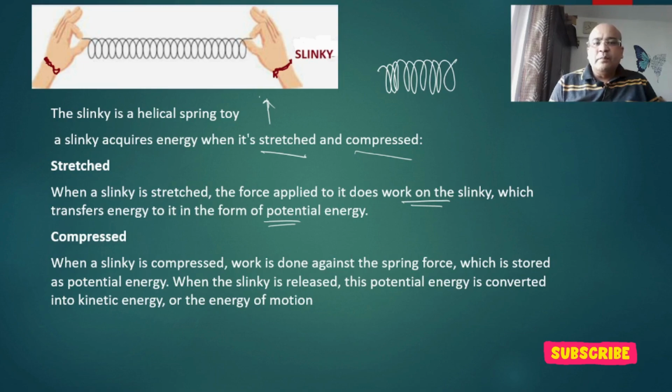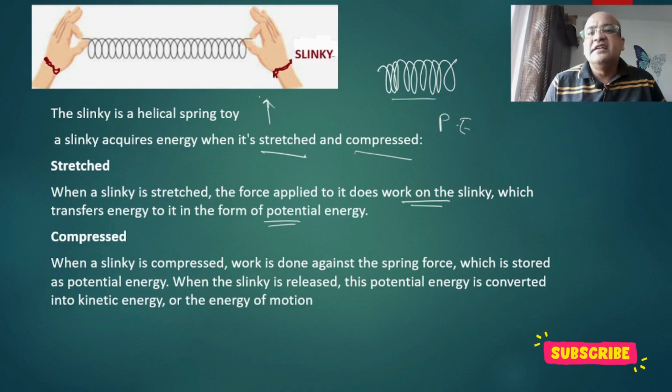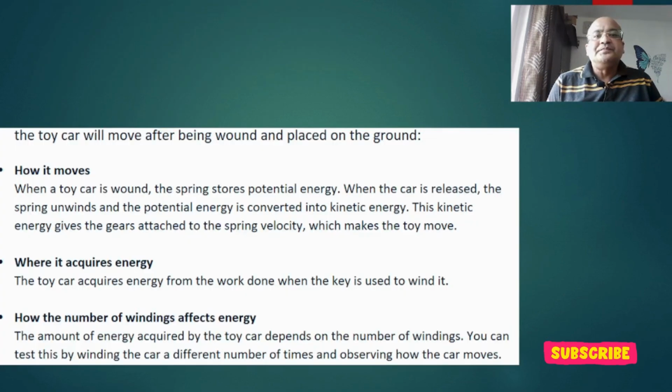When a slinky is compressed, work is done against the spring, which is stored as potential energy. When the slinky is released, the potential energy is converted into kinetic energy, or the energy of motion. So we have seen how the slinky acquires energy in stretched and in compressed positions.